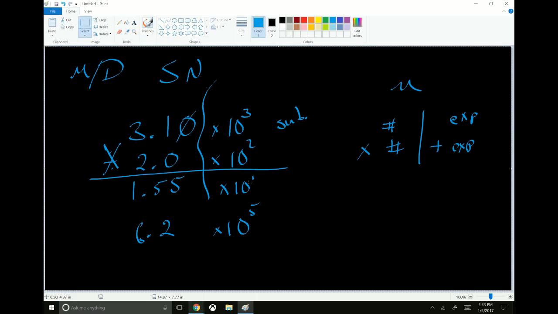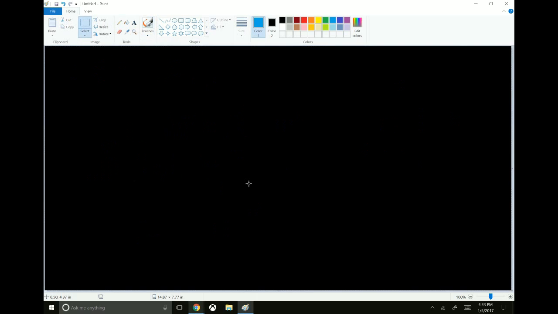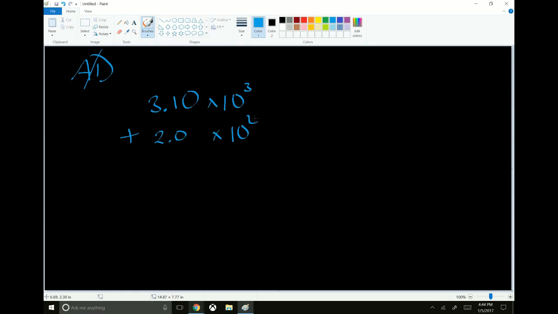Addition and subtraction seem a little bit more complicated, but not so much. You have to line up the decimal point, basically. You can add and subtract so long as the exponents are the same. So let's go with 3.10 times 10 to the third plus 2.0 times 10 to the second. You have to get the exponents the same, and that means moving one of these decimal places. That's all it takes.